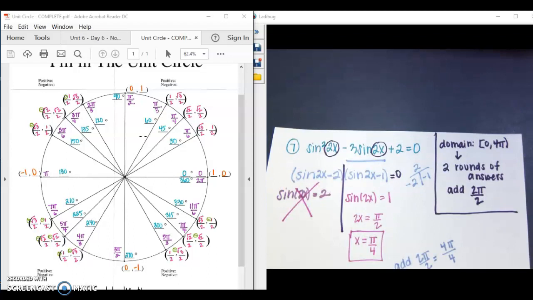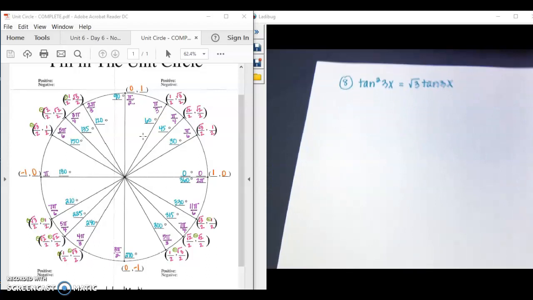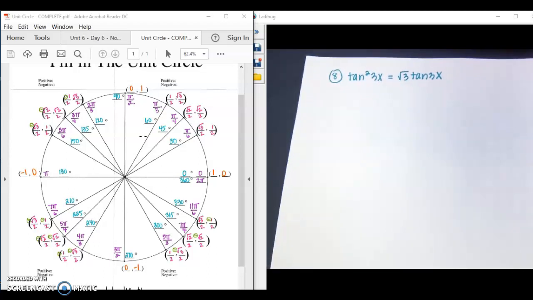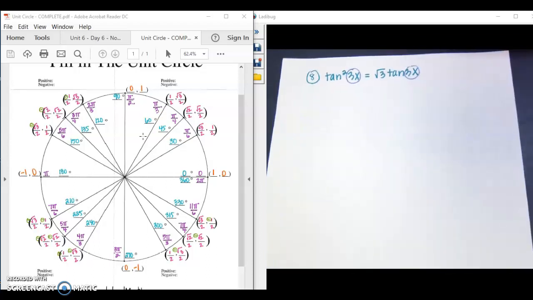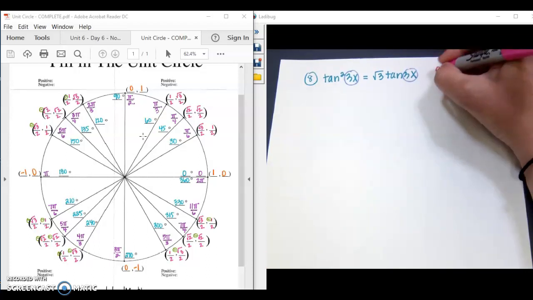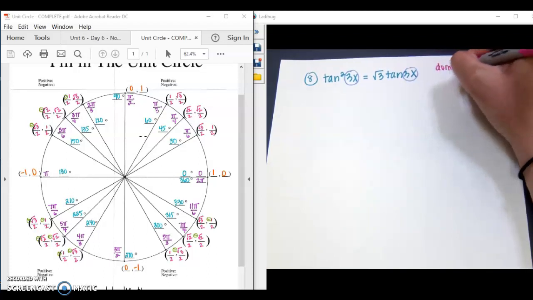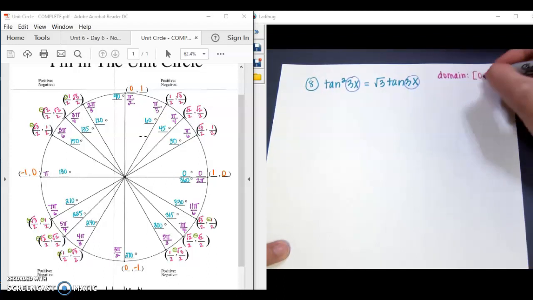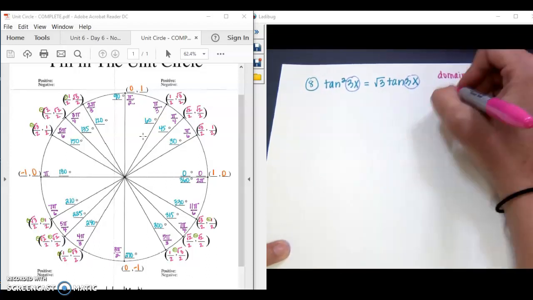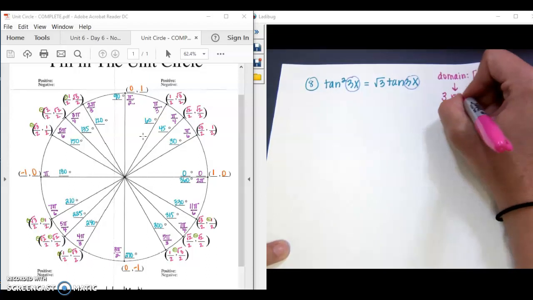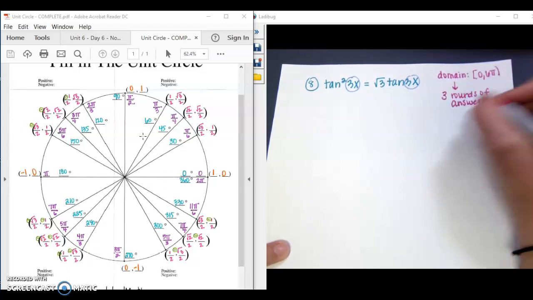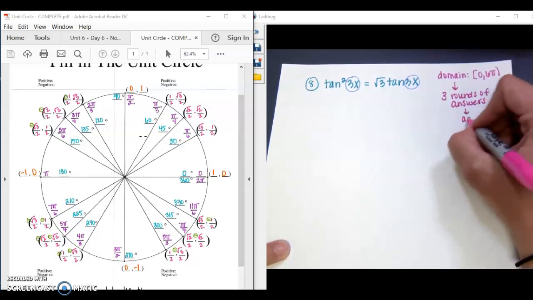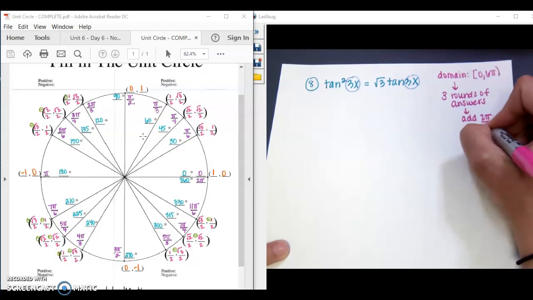Alright, so taking a look at number 8. When you glance at number 8, hopefully you notice we have the same trig functions, which is good, but we have this 3x. Okay, so that means we're going to have to adjust our domain. So instead of our domain being from 0 to 2 pi, it's going to be from 0 to 6 pi, which means we're going to have 3 rounds of answers. And when we go to get our 3 rounds, we're going to have to add 2 pi over 3.